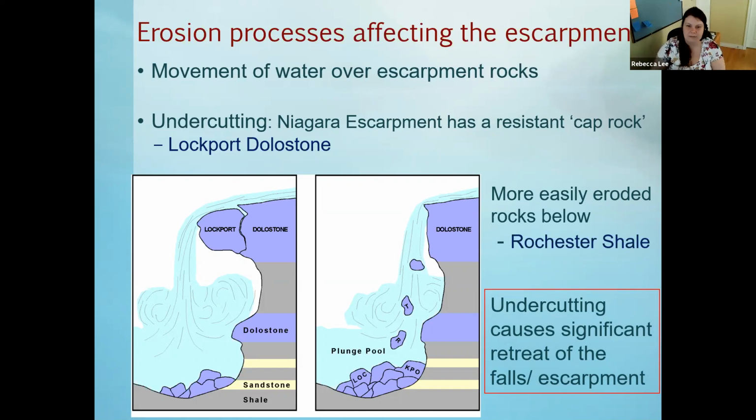So it kind of leaps backwards. And we know that this process called undercutting is a significant cause of retreat of Niagara Falls, as well as the escarpment as a whole, because we're seeing this alternating of really resistant and soft rocks.